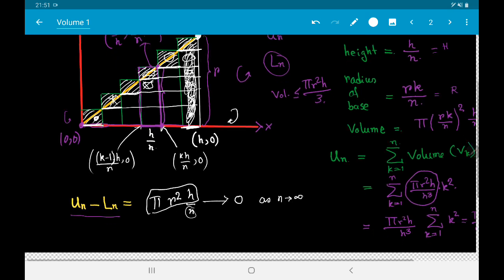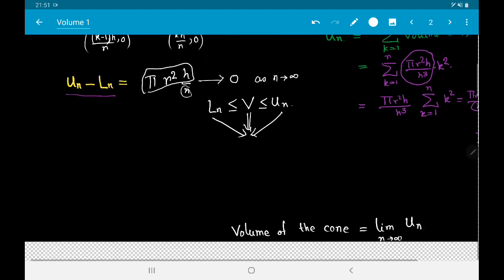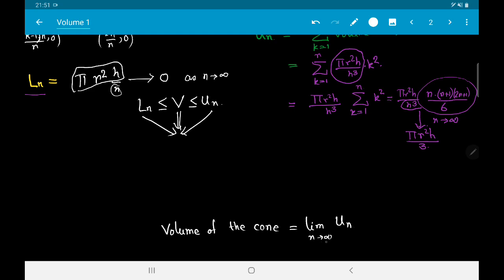So what have we now got? We have got that our volume is somehow squeezed between un and ln, and we have also seen that un and ln go to the same limit, so v must be exactly equal to the common limit. This is what I have written here. The volume of the cone is given by the limit as n tends to infinity of un, and we have determined this limit here. This is equal to pi r square h divided by 3.